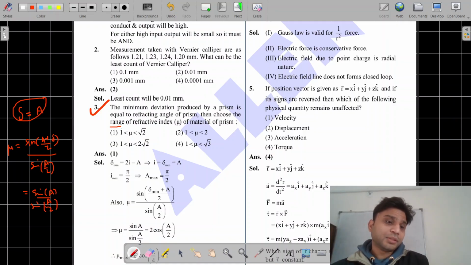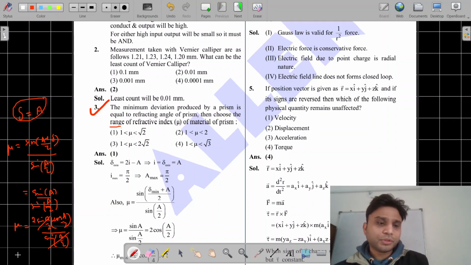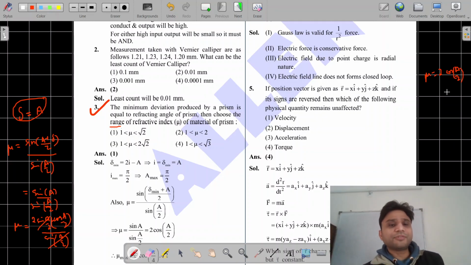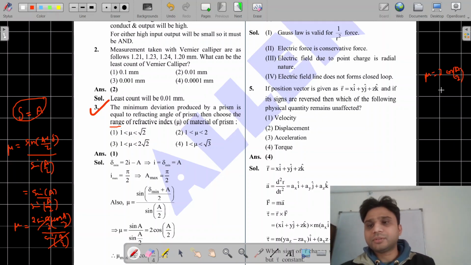A by 2. So when this happens, we can write sine A as 2 sine A by 2 cos A by 2, and we can divide this by sine A by 2. So when we cancel this out, this whole term becomes equal to mu. So mu is 2 cos A by 2. So this implies that the refractive index of the medium is mu and it is equal to this value.